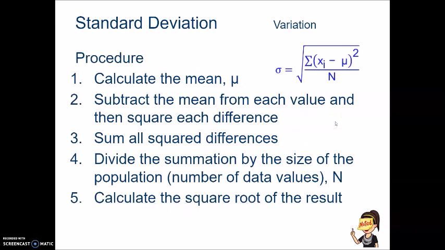Okay, so the procedure for going through and calculating this formula, just to recap what I said, first you're going to calculate the mean, which is mu. So we need to find the mean of our data set first. Then we have to subtract that mean from each value and square each difference. So we would start by taking an individual number and subtracting the mean from it. Once we have all of those for the entire data set, we would then go through and square all of those values. We then have to add all of those squared values together and then divide by the size of the population, so the number of data values. Then we have to square root that total number in order to be able to solve for our standard deviation.